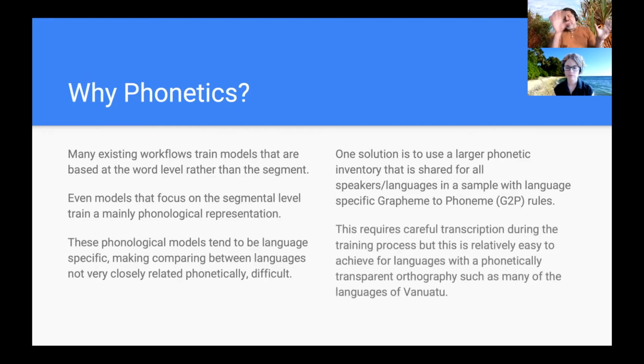Importantly, to get this kind of model, it requires very careful initial transcription. So it's important to have language data that has been closely checked by native speakers and has had lots of linguistic input, rather than just coming straight out of orthographic representations, I suppose. And another important element is having a phonetically transparent orthography. And luckily, many of the languages of Vanuatu have such a transparent orthography.